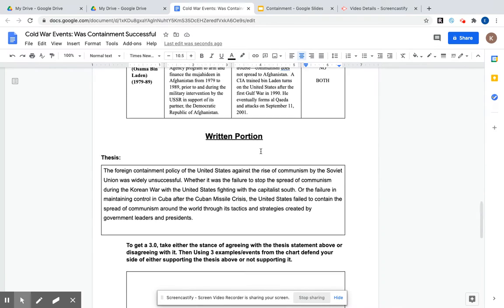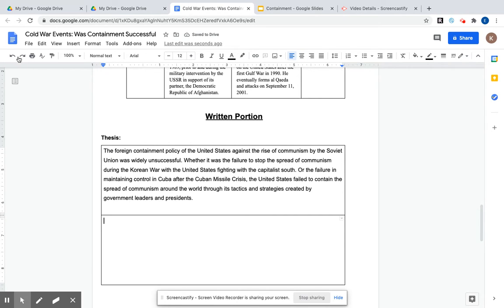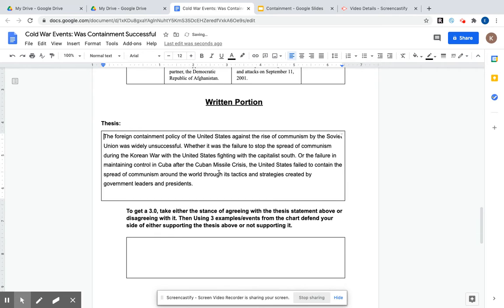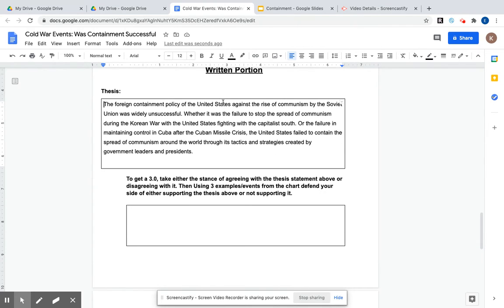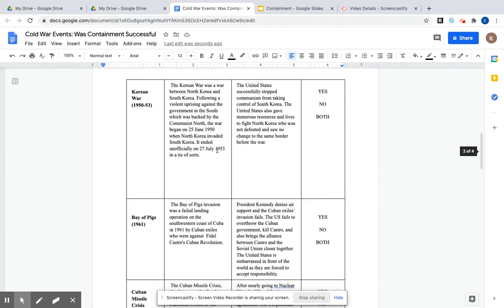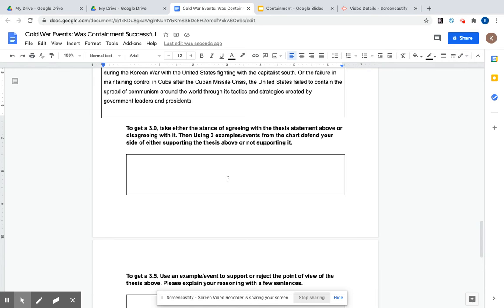Then after you do that, you're going to scroll on down to the written portion. This is very important, so please listen. This is a historical thesis that you are going to read. After you read it, to get a 3.0, take either the stance of agreeing with this thesis statement or disagreeing with it. Then use three examples or events. Choose three of these that you just went through from the chart above to defend your side, either supporting this thesis or denying it. That's going to get you the 3.0.